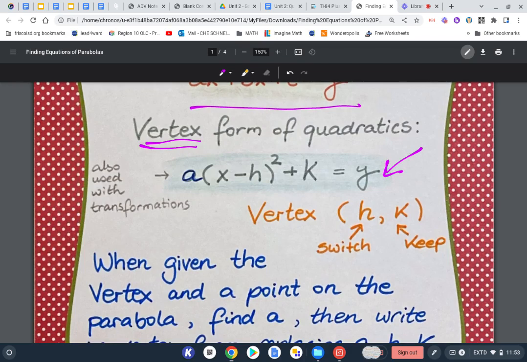That's the vertex form. How do we read the vertex? You do the opposite of what h indicates to be within your parentheses, because remember it goes with x. When it partners with x like that, you do the opposite. So you do the switch for the h and you do the keep for the k. Okay, so the switch keep.